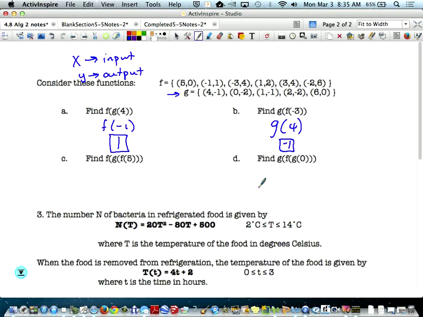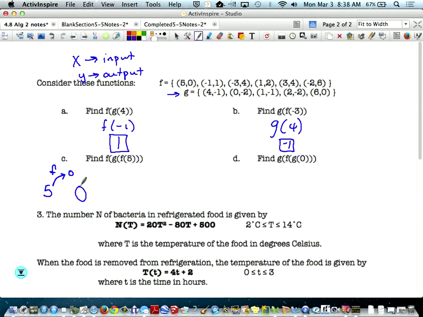So I'm going to pause it to see if you guys can figure out what's happening in C and D. Work with somebody, check your answers with them. Okay, here we go. I see where this is going. So I'm going to take the 5. I'm going to plug it into function f. So when I take the 5 and I plug it into function f, it gives me the 0 as the output, right?